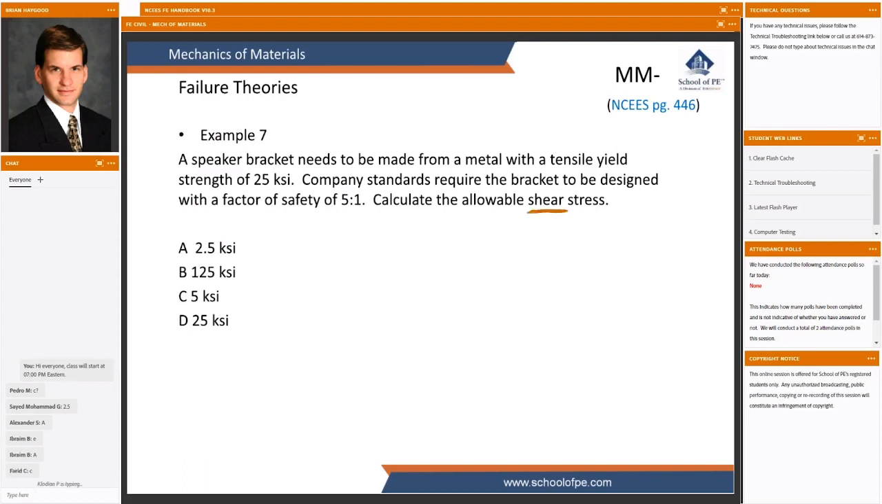So because we're asking for the allowable shear stress, a material with a shear strength of 25 would have an allowable shear stress of 12.5. If we do the Mohr circle and we find that we had uniaxial stress of 25, that would indicate we're failing with a max shear stress of 12.5. So we've got to give a factor of safety of 5 underneath that 12.5, which means we're going to use a fifth of it at 2.5 KSI, and the answer is A.